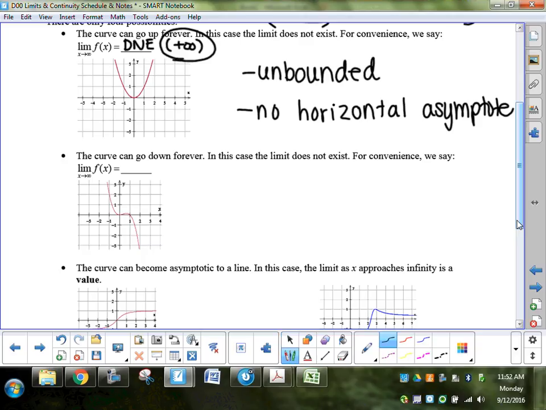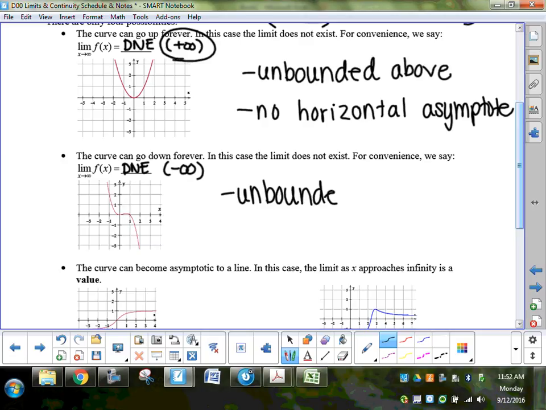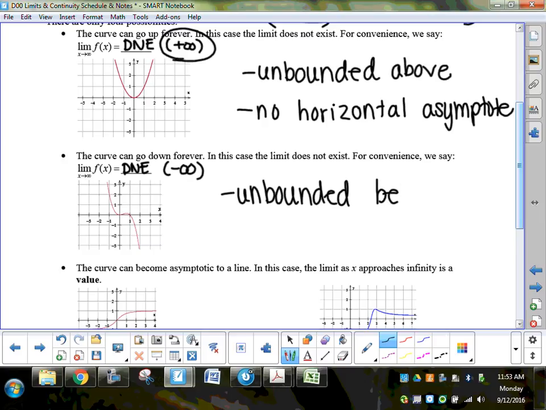Now, you can say that the limit does not exist, or since it's telling you it goes down forever and we're working with infinity, we would say negative infinity. And again, this is unbounded, and I guess you could say it's unbounded above. And over here, this would be unbounded below. You also know that this would have no horizontal asymptote.